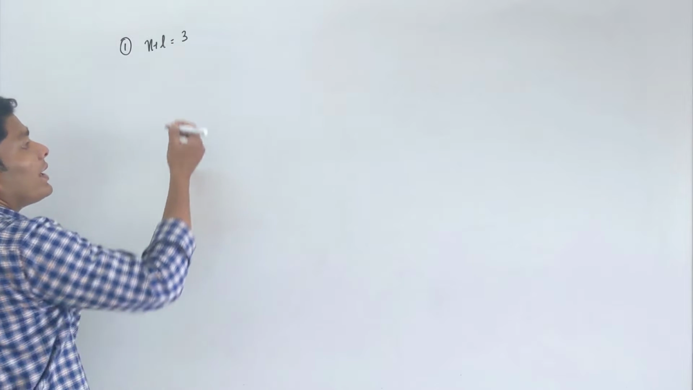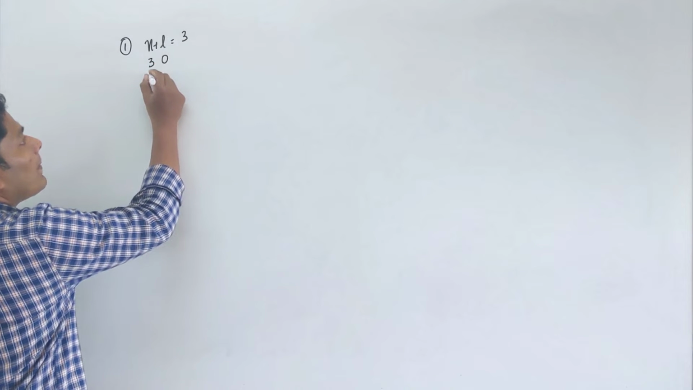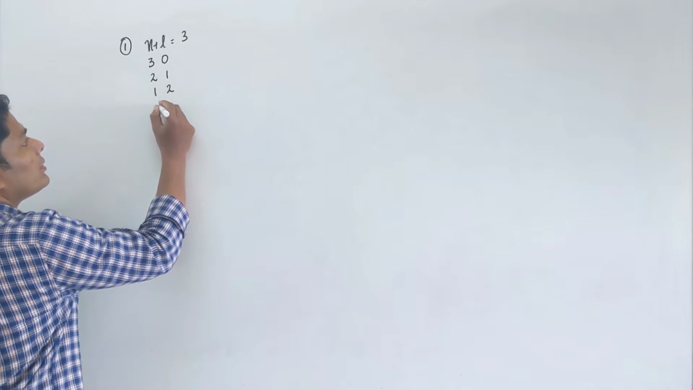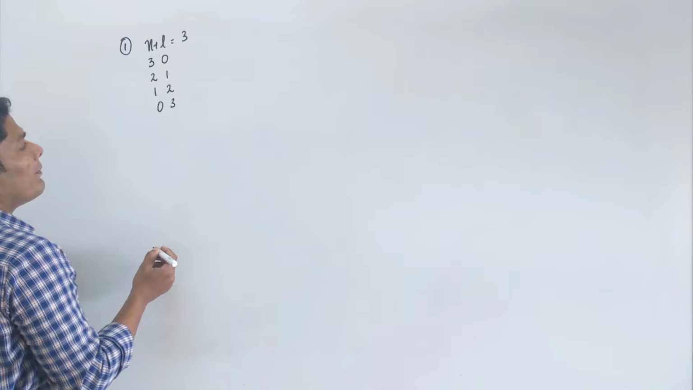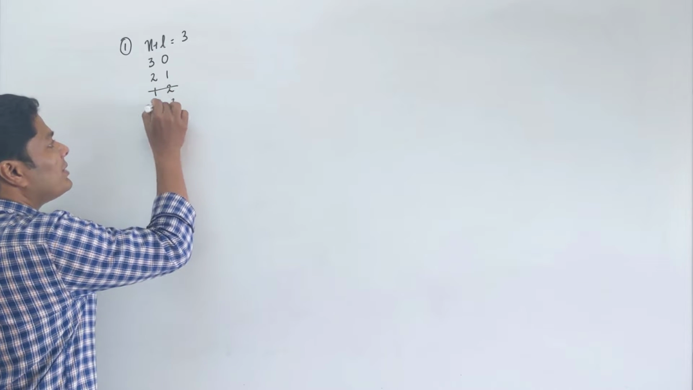So for n plus L to be 3, what are all the possibilities? n can be 3, L can be 0; n can be 2, L can be 1; n can be 1, L can be 2, or n can be 0, L can be 3. But we know that L values are 0 to n minus 1, so these last two are impossible.